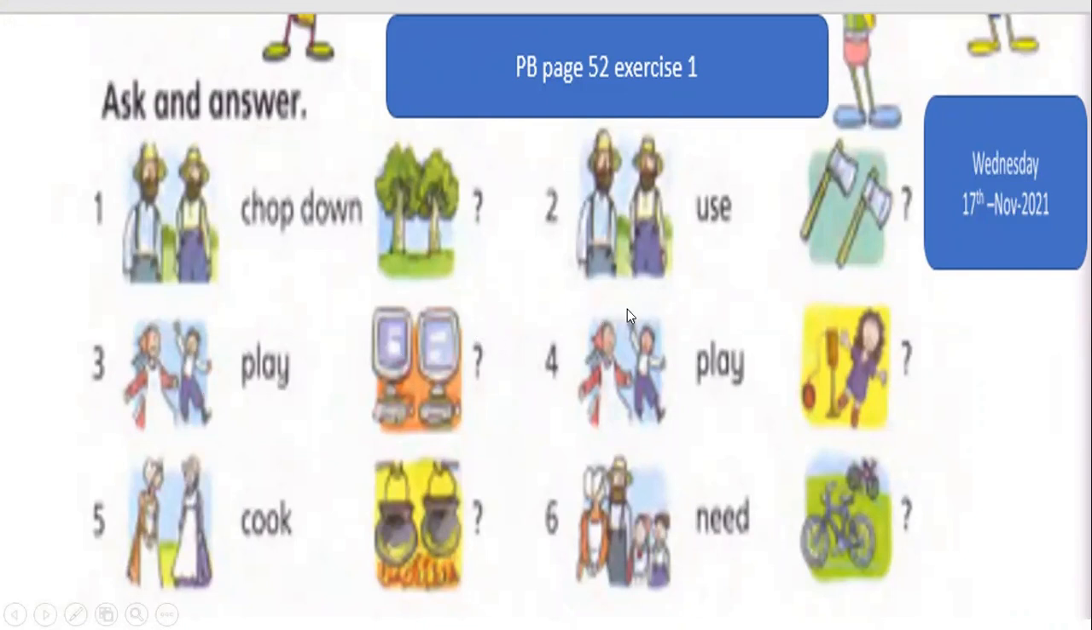Okay. Number 4, did the children play a cup and ball game? Yes, they did. Number 5, did the women cook food in big pots? Yes, they did. And number 6, did the pioneers need motorbikes or bikes? No, they didn't, because they didn't have bikes in the past.